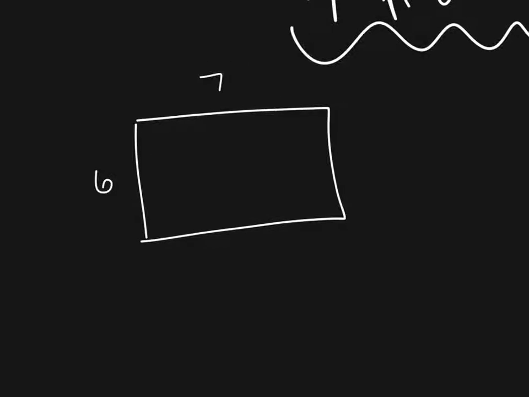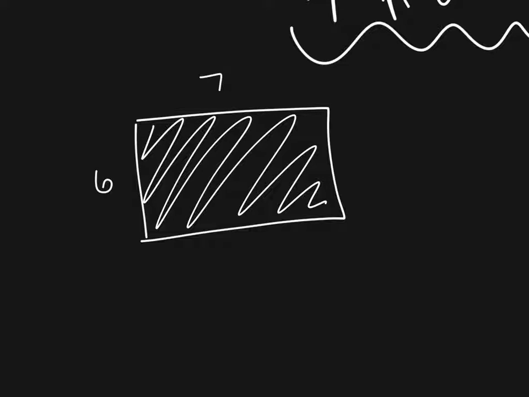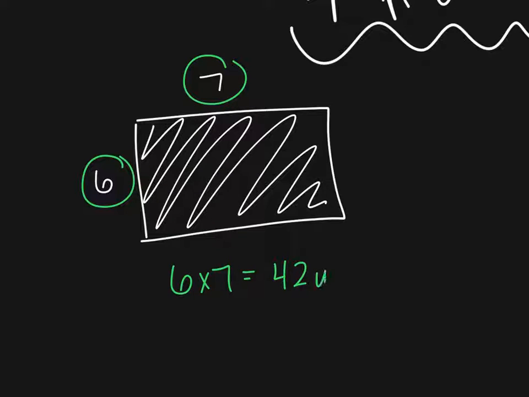To find what the area of your rectangle is, we're finding all the room in here. So to be able to find that, we are going to multiply your length times your width. Okay, so it's going to be 6 times 7, which equals 42. And whatever units you have, it's going to be units squared. Okay, that is going to be your area.